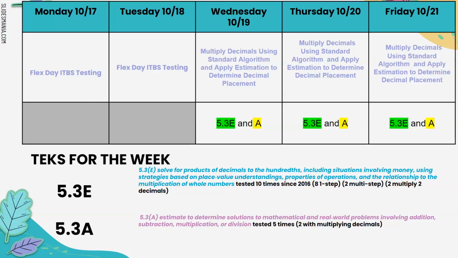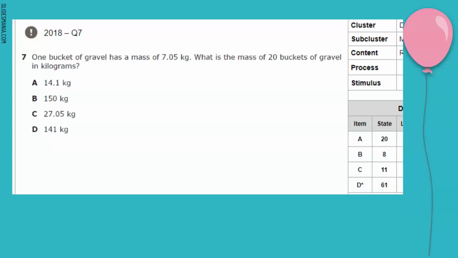And then for the 5.3a, that's where we're going to estimate first before we solve, and that's going to help us decide where to put our decimals. Now, this is also a TEK where we estimate to determine solutions of mathematical and real-world problems involving addition, subtraction, multiplication, or division, and it's actually been tested 2 times with multiplying decimals, so we're kind of getting a double whammy there, which is great. Okay, so what does it look like on STAR? We'll be teaching students to estimate first to help with decimal placement.